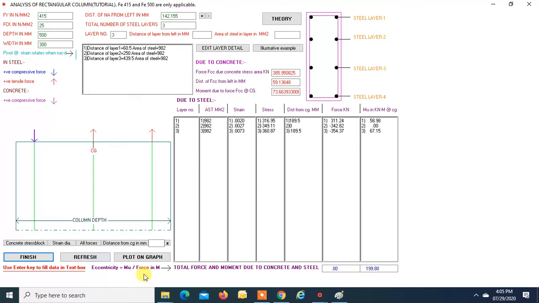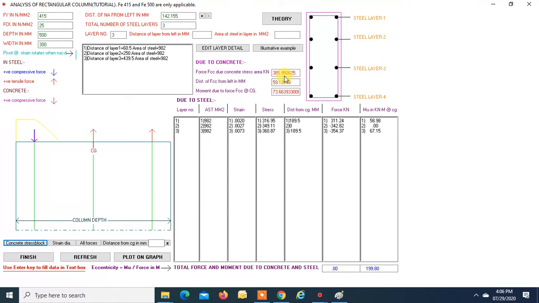Okay. You can see that when the neutral axis falls at 142.155 mm, Pu is equal to 0, right? And over here we can see there will be four forces. Over here there are two forces, one is purple and another one is blue. Purple is due to the compressed design stress strain diagram, which we call FCC. FCC is found to be 385.95.